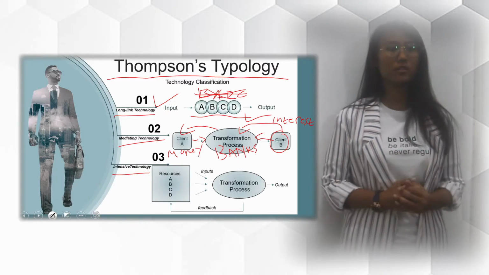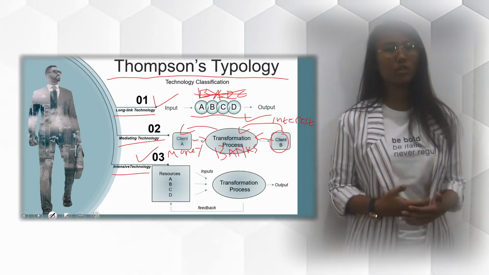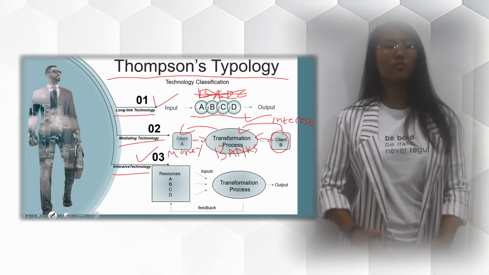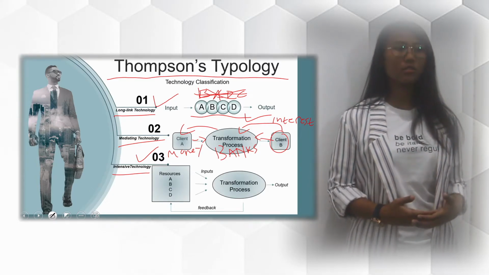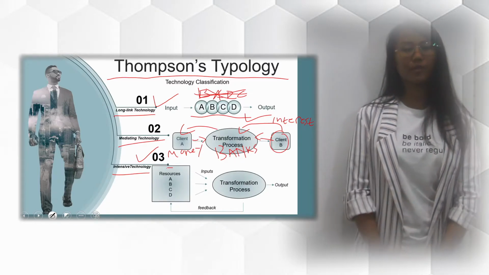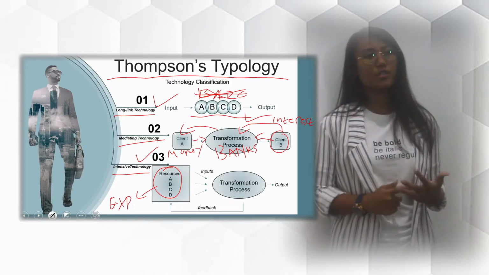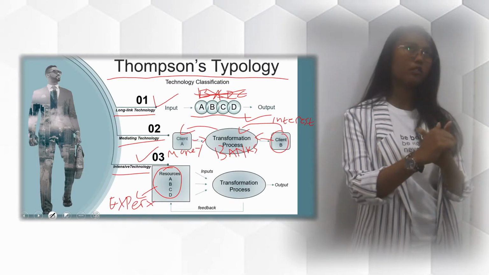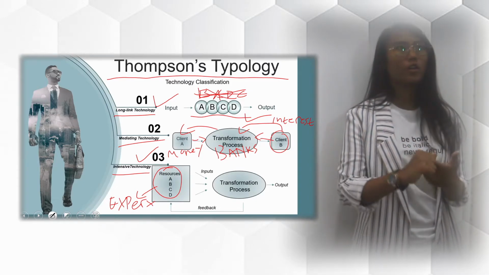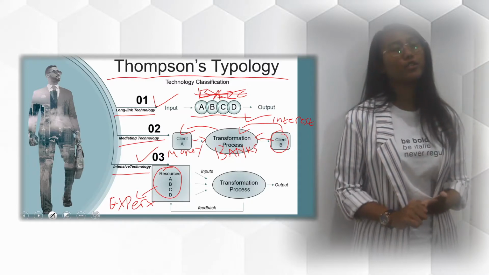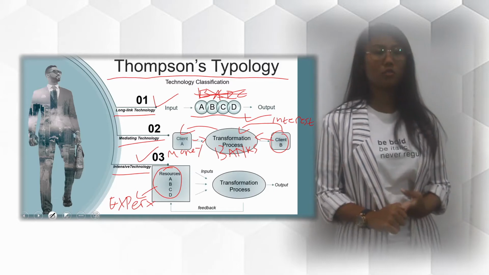The third one is intensive technology. It combines a non-standard transformation process with unique inputs and outputs. This technology focuses on the coordination of experts and pooling their expertise to create a unique outcome. An example is a hospital. So the resources are A, B, C, and D. Just imagine A is the doctor, the general doctor. B is the bone expert. C is the X-ray expert. And D is the nurse.